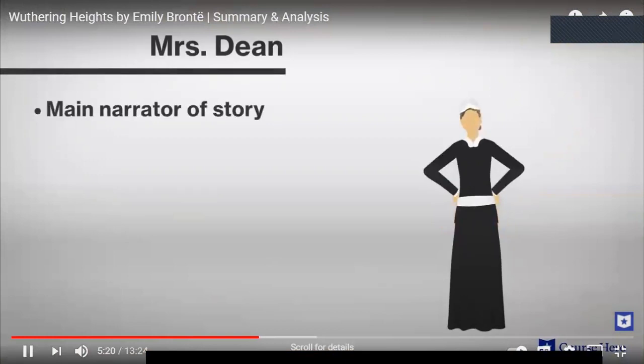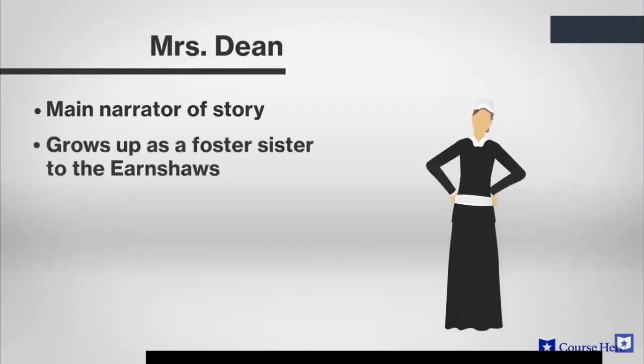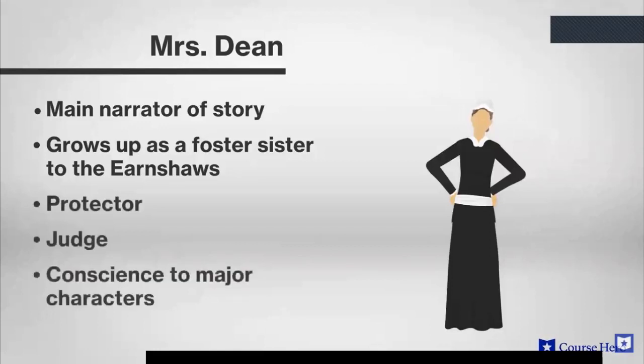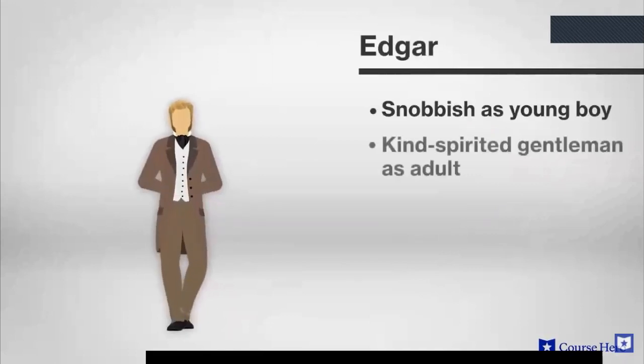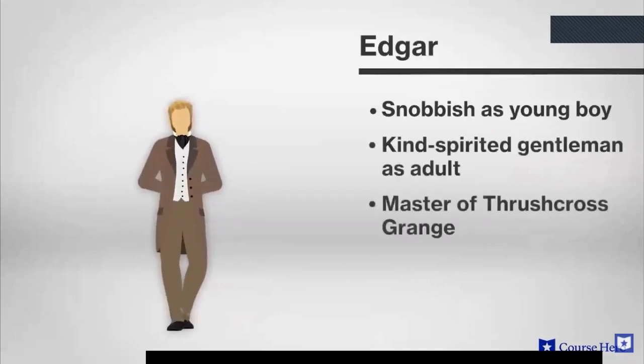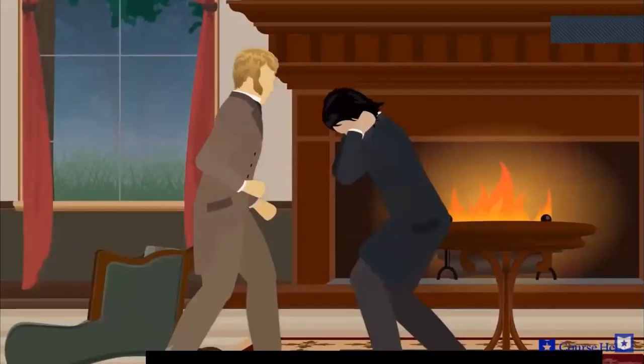Mrs. Dean is the main narrator of Wuthering Heights, and she tells the epic history of Heathcliff, as well as the Linton and Earnshaw families, to Mr. Lockwood. Mrs. Dean grows up with Cathy, Hindley, and Heathcliff as a foster sister, whose status evolves solely to the role of a servant. She remains a caring, important confidant to Cathy. She plays the role of mother, protector, judge, and conscience to the major characters in the novel. Edgar is a snobbish boy who grows up to be a kind-spirited gentleman as an adult and later master of Thrushcross Grange. He marries Cathy and remains devoted to her. After Cathy's demise, Edgar tries but ultimately fails to protect his daughter Catherine from Heathcliff's attempts to exact revenge.